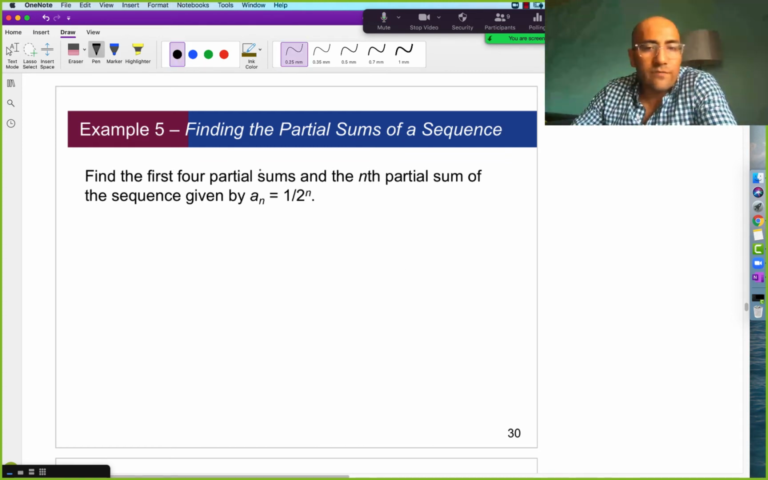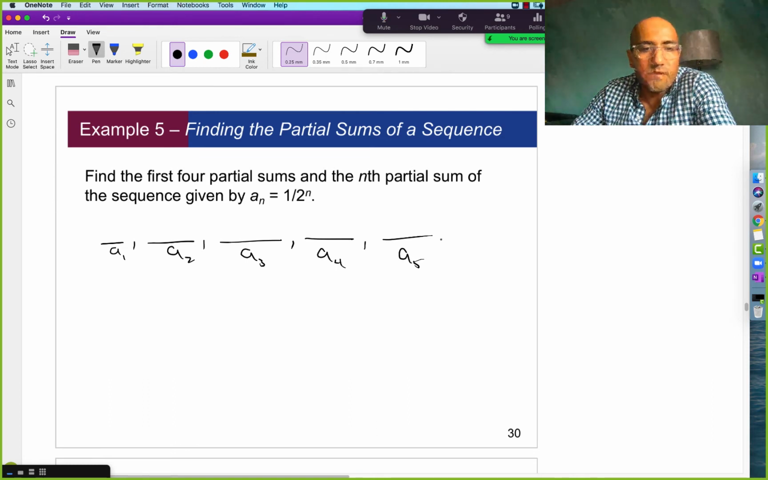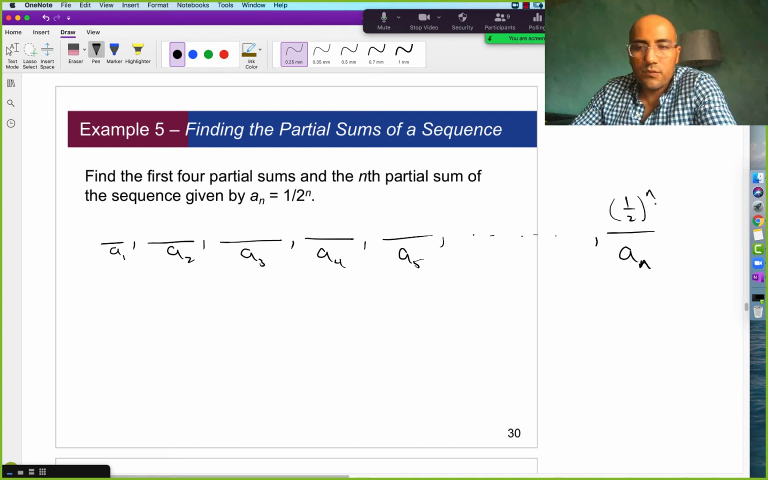Okay, so first let's begin by expanding this sequence a little bit. Let's find the first value on my list. Let's find the second one. Let's find the third one. Let's find the fourth one. Let's find the fifth one. That's pretty good, right? And then we know that the nth one is the formula. So this is (1/2) to the power of n.